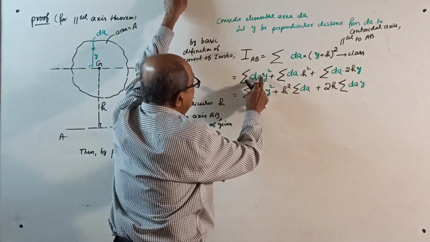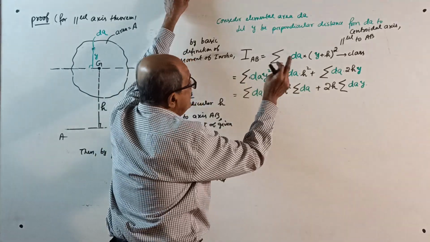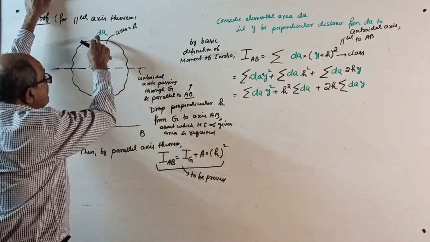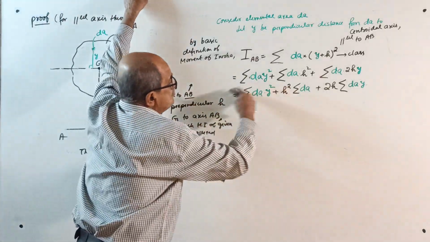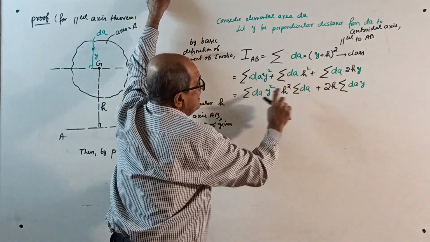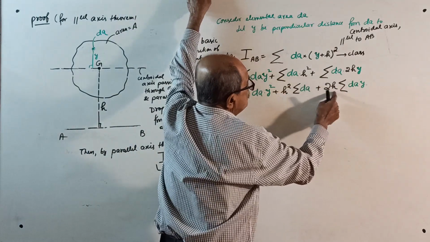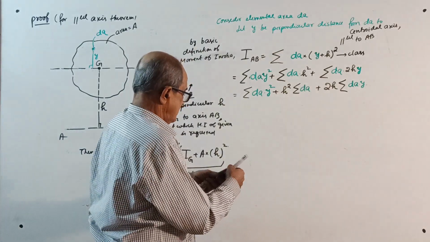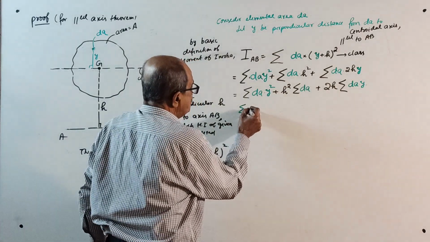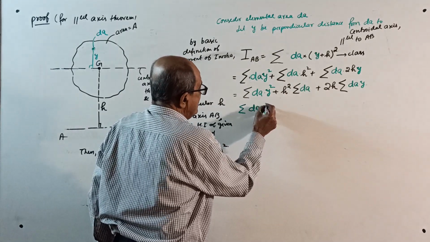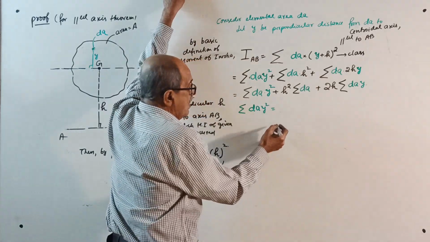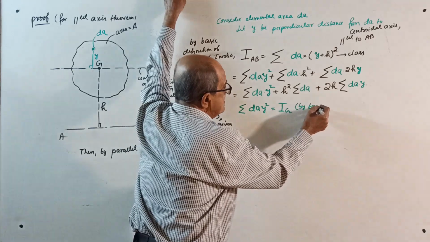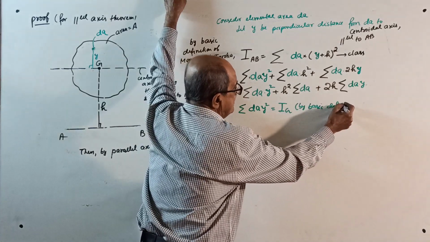Simplify: sigma dA y square, write as it is. Here, h is a constant, while dA and y are variable. Take h outside: h square into sigma dA, plus 2h outside into sigma dA y. Now see correctly, sigma dA y square is equal to what? I_G by basic definition.